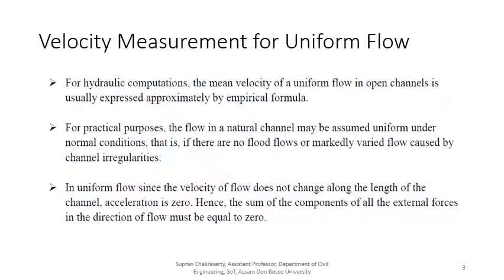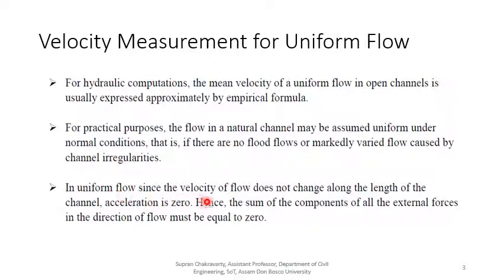So how is the velocity measured in uniform flow? The velocity is generally expressed by some empirical formula. We'll talk about this formula. In practical purposes, we assume a natural channel to be in uniform condition only if there are no distinctive or visible variations, or no flood flow, and no irregularities. Then we consider the channel to be in uniform flow, and that formula will help us to find out the velocity.